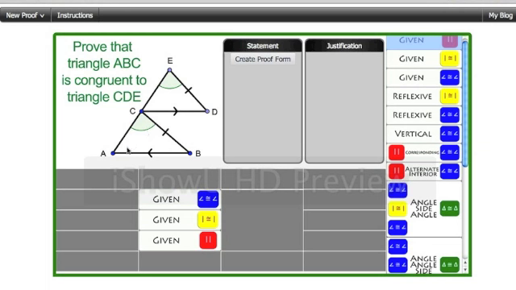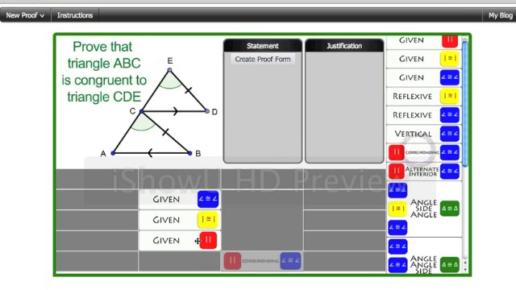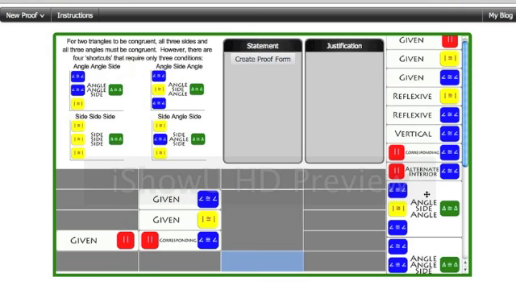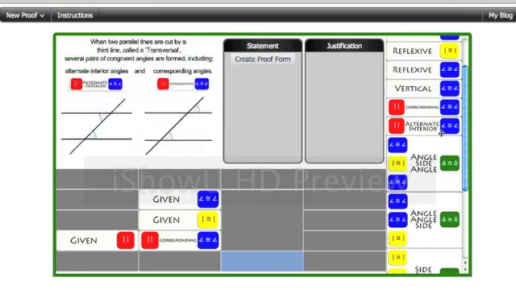Taking a look at my picture here, I notice that I have these parallel lines and I have a transversal, and it looks like these two angles, the one right here and the one right here, are corresponding. So I'm going to pull my corresponding card into my workspace, and I'm going to move this one back like that. Now I've got, let's see, I've got this angle, and this side. So I'm going to use angle, side. Now I'm not going to use angle, side, angle because the side is not in between my two angles.